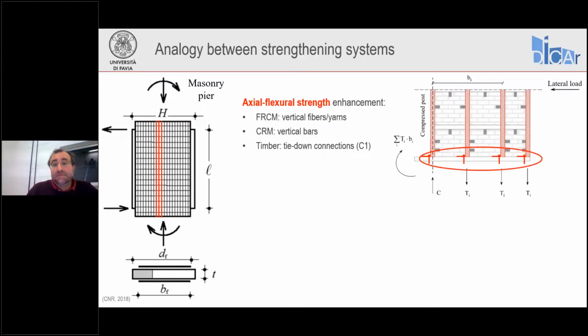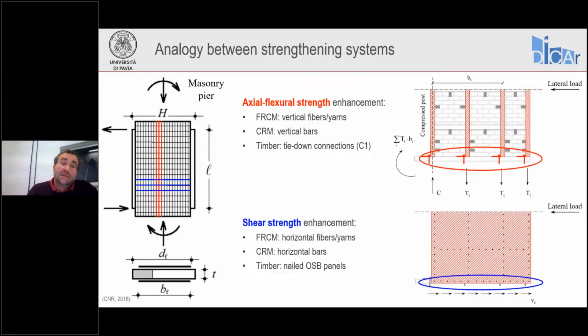So you can see that the axial flexural strength enhancement is due to the vertical fibers, highlighted here in red, in the FRCM system, or the vertical bars of the composite mesh of the CRM retrofit, or by the tie-down connections C1 of the timber system. Again, remember that in the timber system, the strength of the vertical post is actually limited at the connection level by the C1 connection, which is usually weaker than the post. So that's controlling, as they are in series, that controls the force that can go into the post due to flexure.